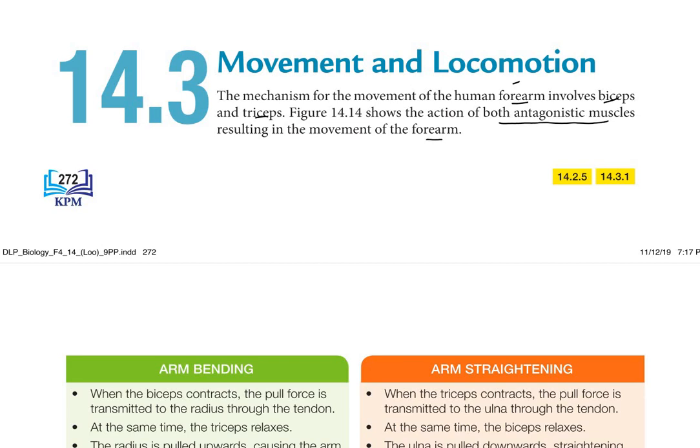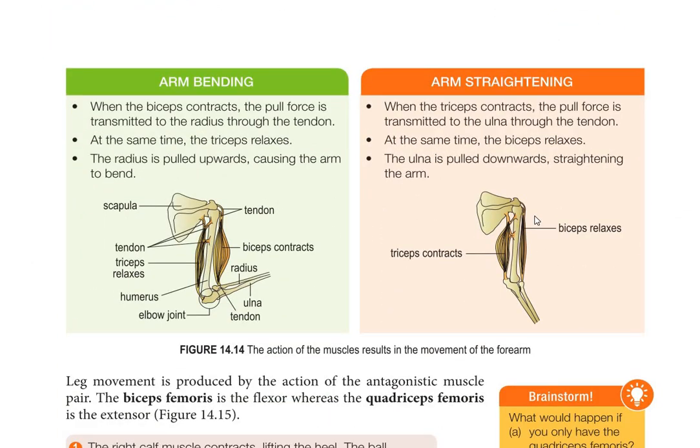Okay, we have two movements here, arm bending and arm straightening. So we see the diagram first. Scapula, tendon. So tendon functions to connect the bone with muscles, right? Connect the muscle with the bones. And then we have two types of muscles, triceps and also biceps. And then we have the bones here, humerus, radius, ulna, and then we have also another tendon, elbow joint. Okay, we have joint here.